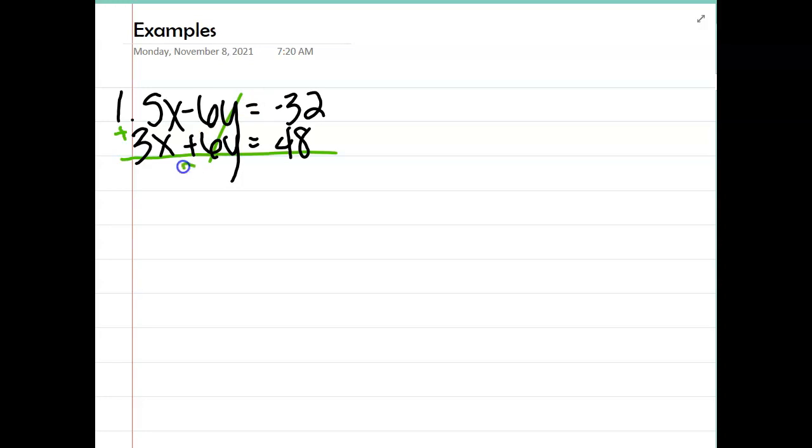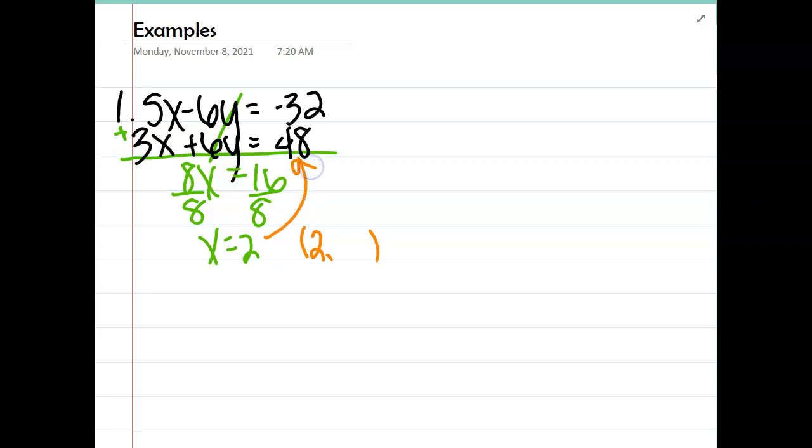So 5x plus 3x gives me 8x. Negative 32 plus 48 gives me 16. And then to solve for x, divide by 8, we get x equals 2. Which, remember, means that your answer is 2 comma something. So just like we did last week, if x equals 2, you can take that 2 and plug it in either the first equation or the second equation. It doesn't matter as long as you plug it in for x.